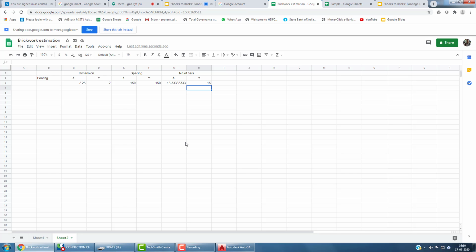Footing size is as it is, 1.75 by 1.25. Spacing I am changing. Spacing along x is 125 mm and along y it is 175 mm. Now tell me how many bars?